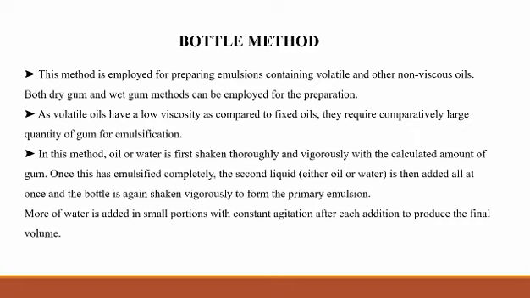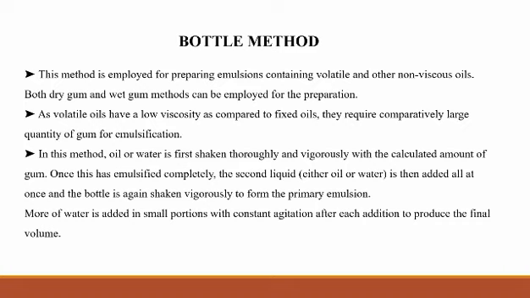We can use both the wet gum and dry gum method. We know in the dry gum method, first we have to add the gum and oil. Next, in the wet gum method, first we have to triturate the gum and water. So we can use both the dry gum and wet gum method in the bottle method. Volatile oils have low viscosity compared to that of the fixed oils. So when a fixed oil is there, we can directly use the dry gum or wet gum method.